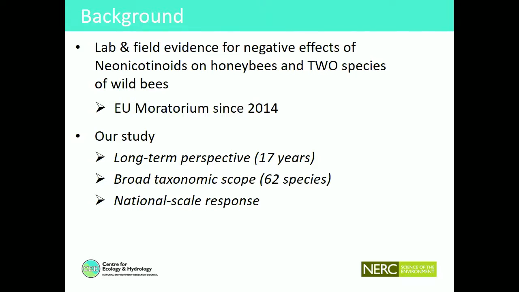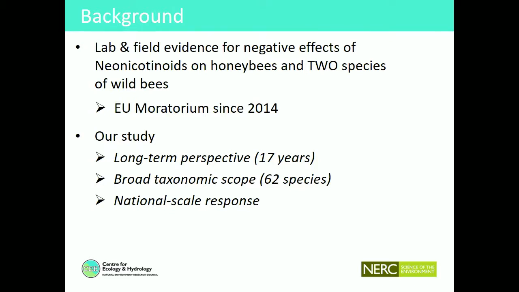We wanted to know whether there was evidence of a large-scale, long-term effect on large numbers of species. One of the contexts for this is that, because of the evidence for negative impacts on 3 species, the EU imposed a moratorium, and for the last 3 years, farmers have been prevented from using seed-treated neonics, at least without a special license. So it's a very contentious subject. The seed companies and the conservation organizations have very different views. So can we actually fill this gap with some evidence?